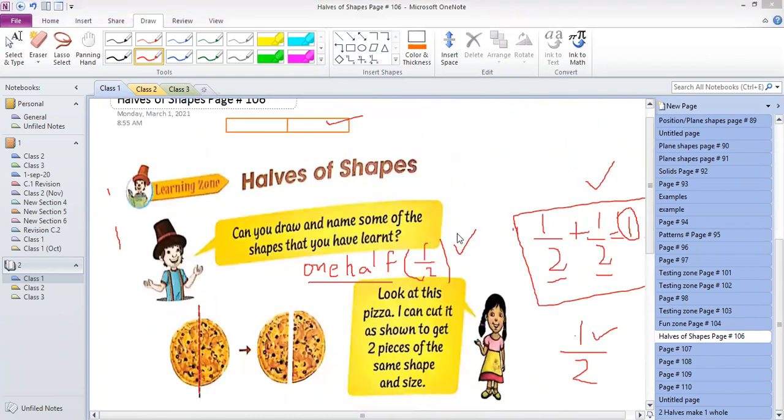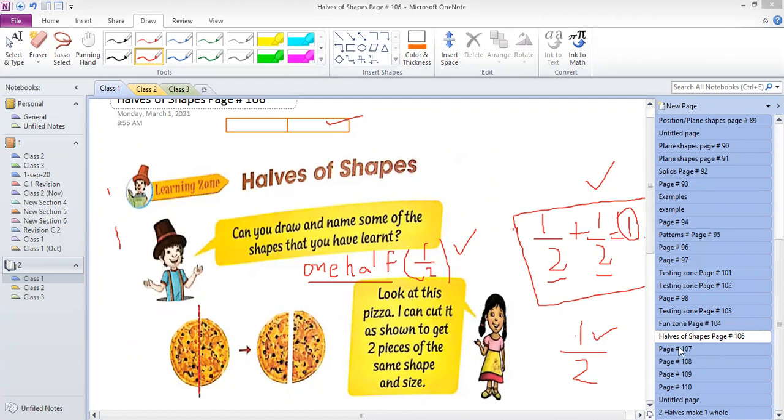Is it clear, guys? Halves. Yes, sir. Very good. So a shape, a thing, anything, if you divide it into two equal parts and you talk about one part, that means it is one half.